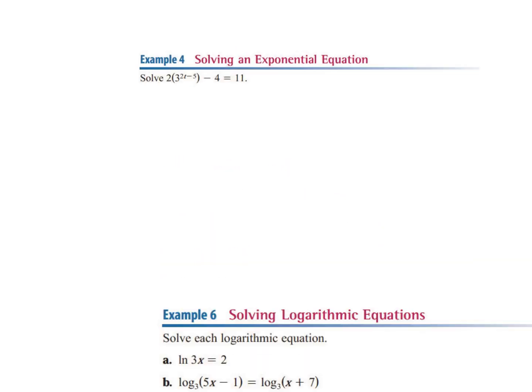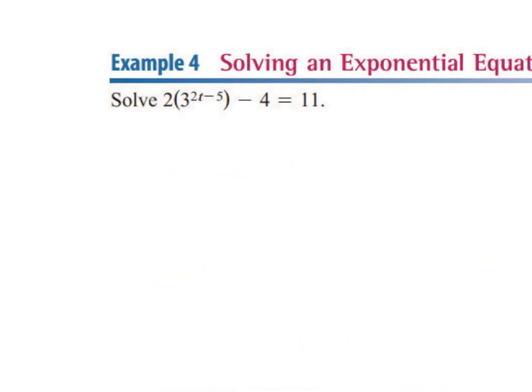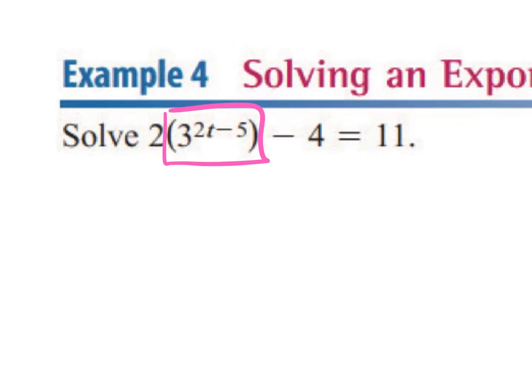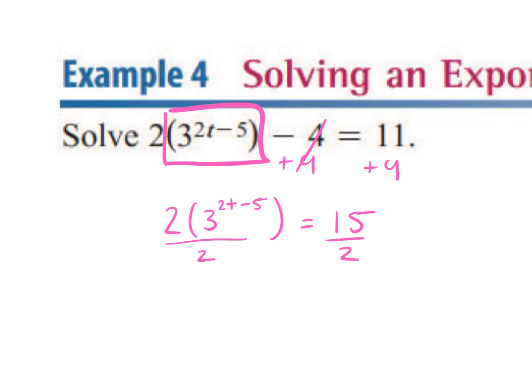Let's go to the next page. Let's look at example 4. So same thing, I want to get the base with the exponent all by itself. What should I do first? Add 4. So 2 times 3 to the power of 2t minus 5 equals 15. What's next? Divide by 2. So 3 to the power of 2t minus 5 equals 15 over 2.